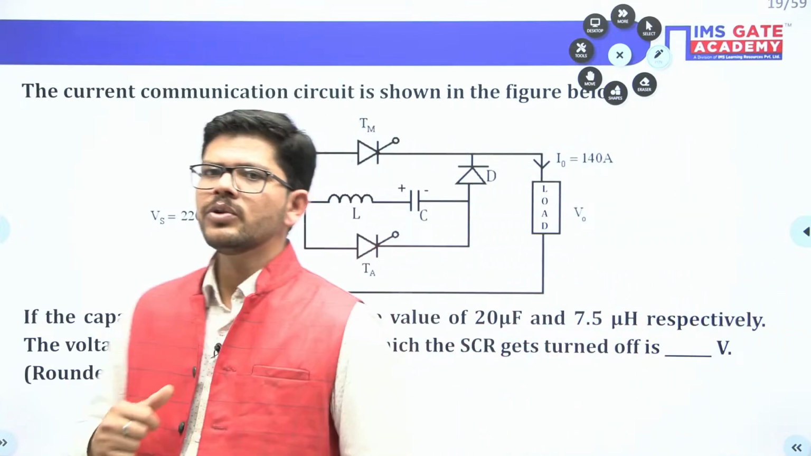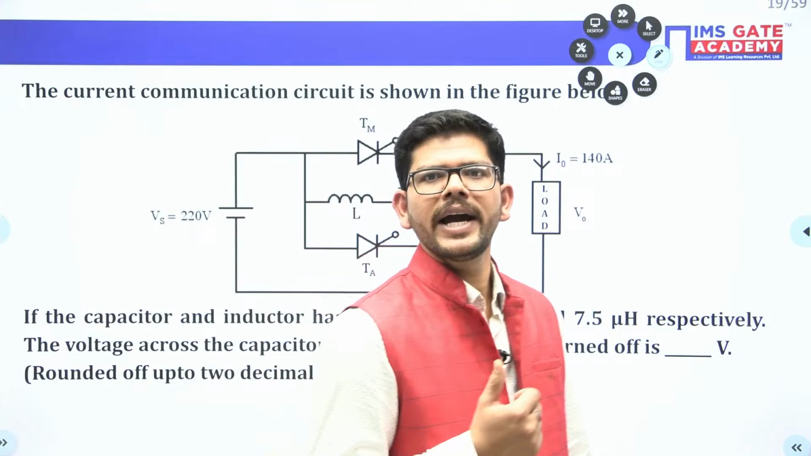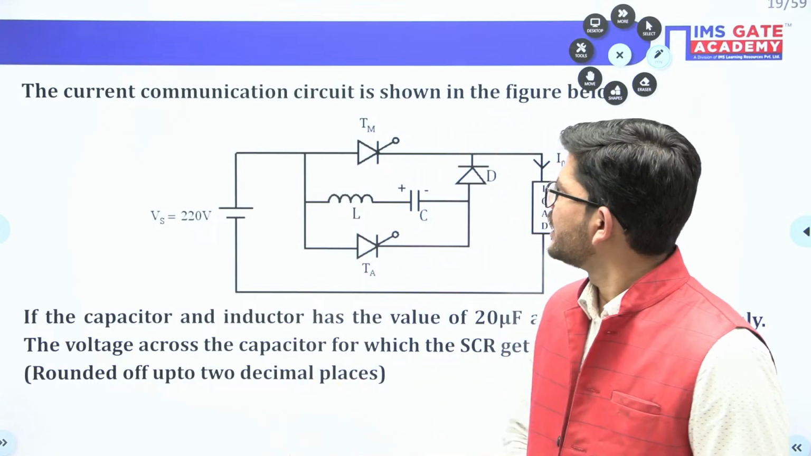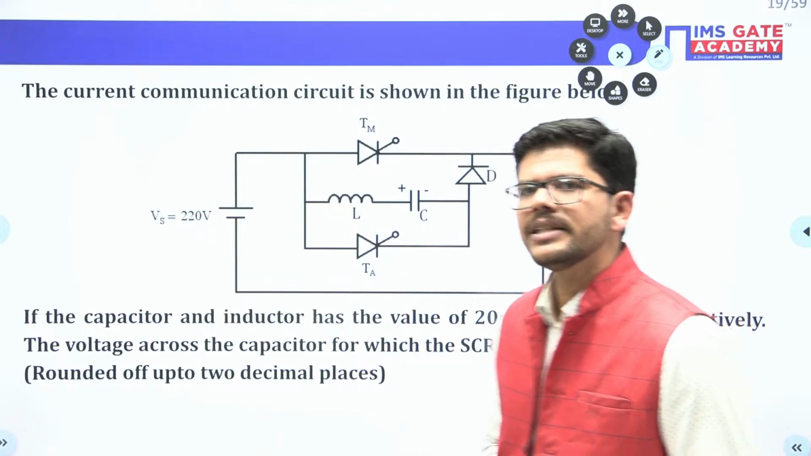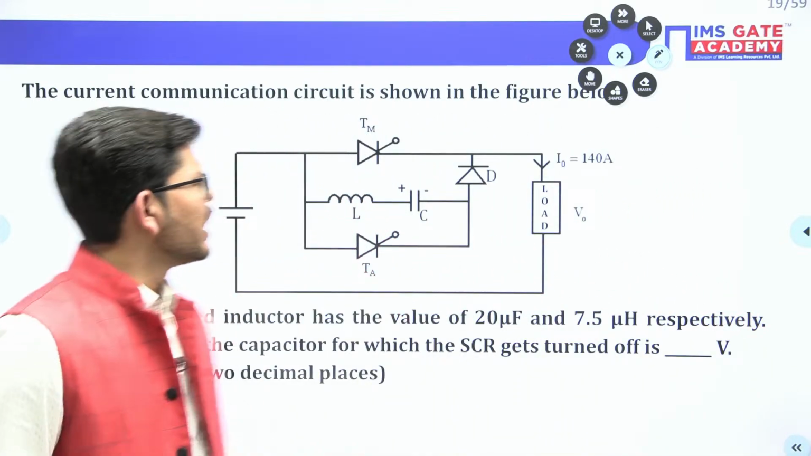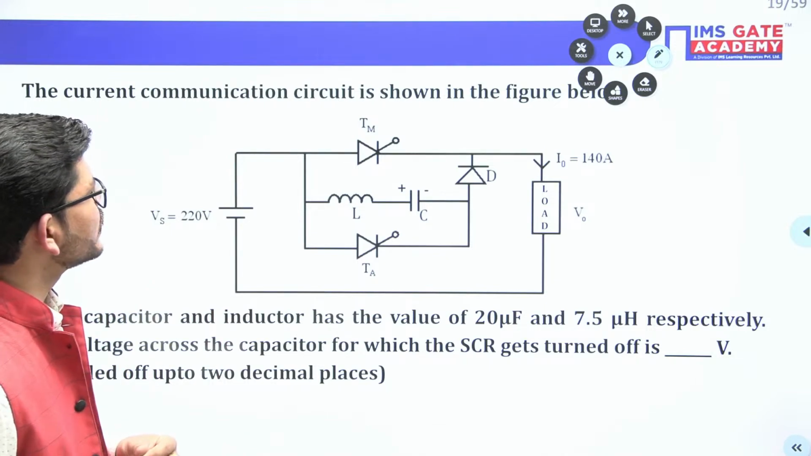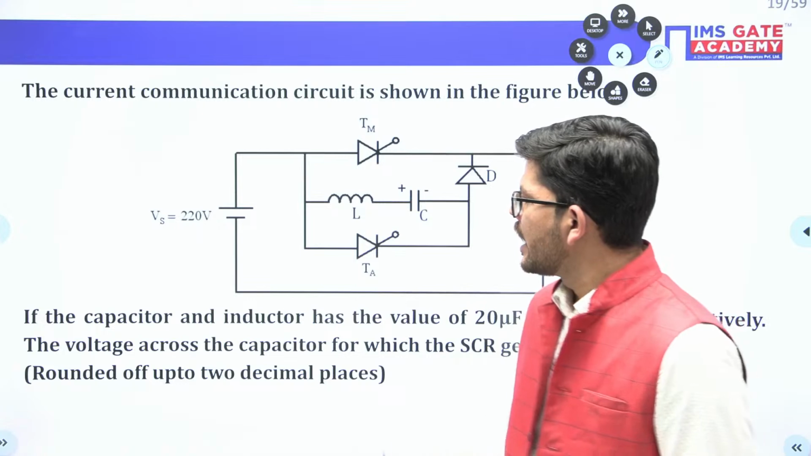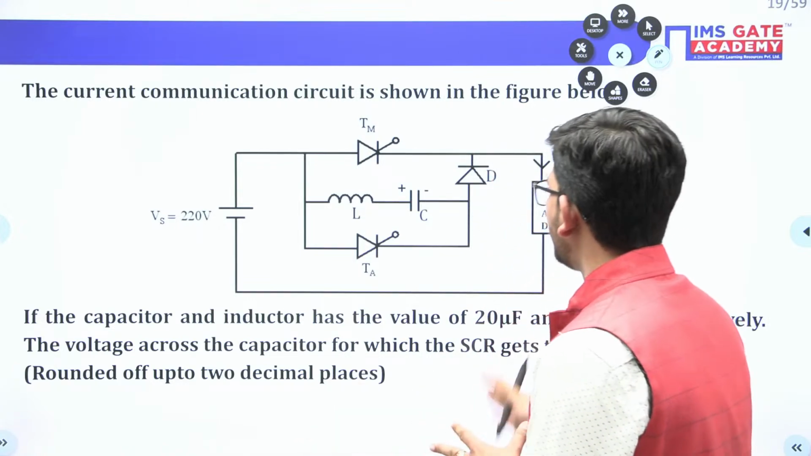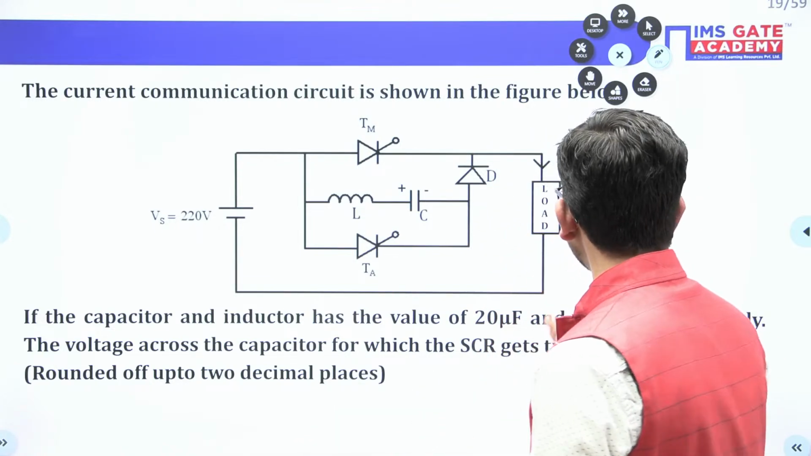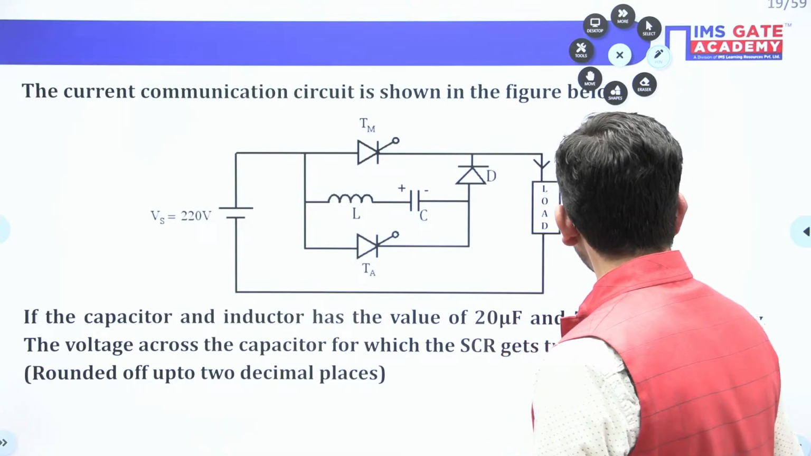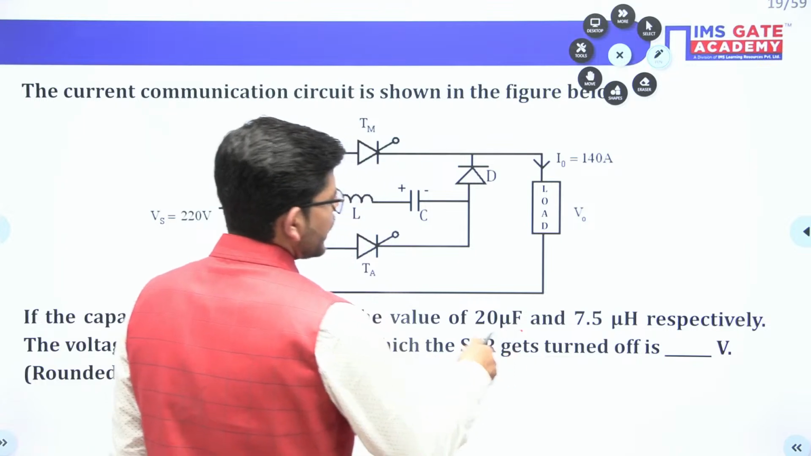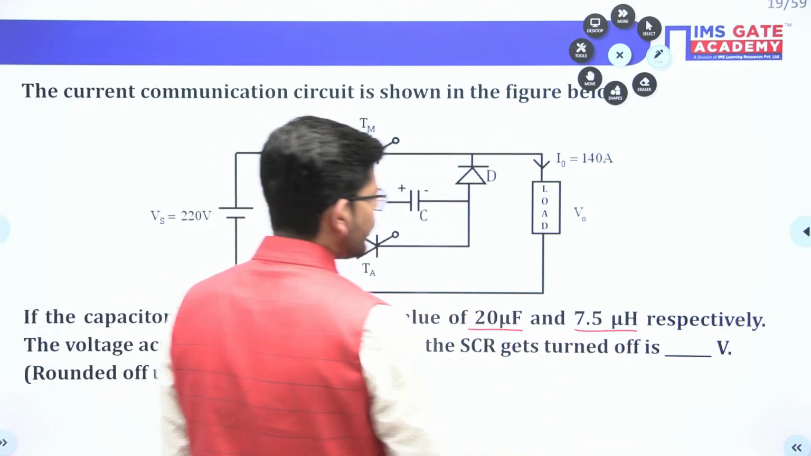Now we come to the commutation circuits. Commutation circuits. So see what has been asked in this particular question. It is given that the current commutation circuit is shown to us. This is the current commutation circuit that we have. If the capacitor and inductor have the values of 20 microfarad and 7.5 microhenry respectively, so we have the value of capacitor and the value of inductor given to us.